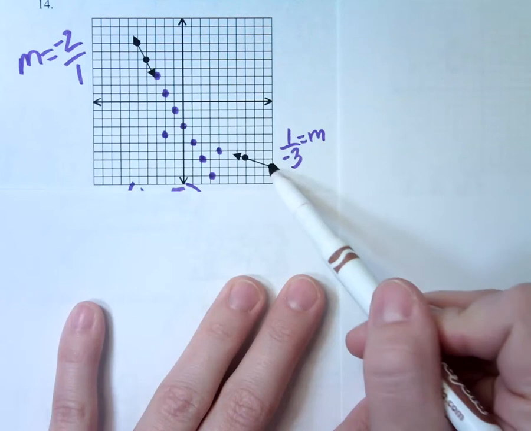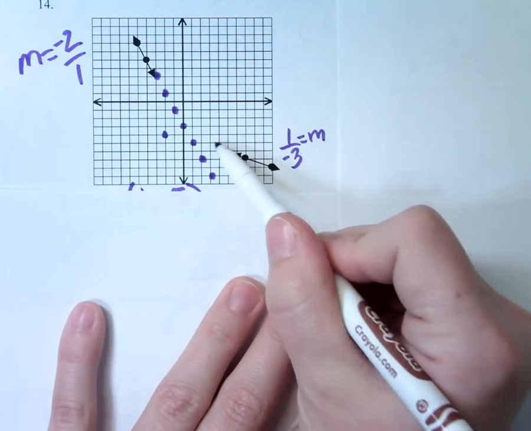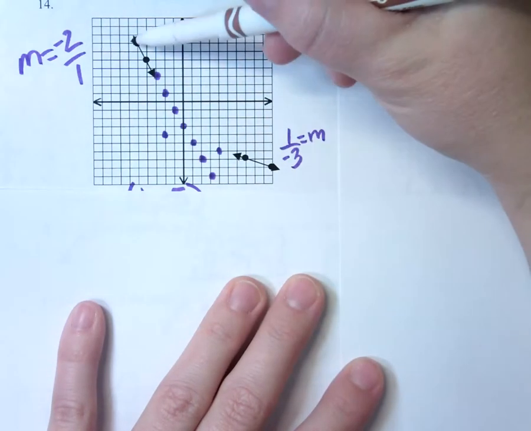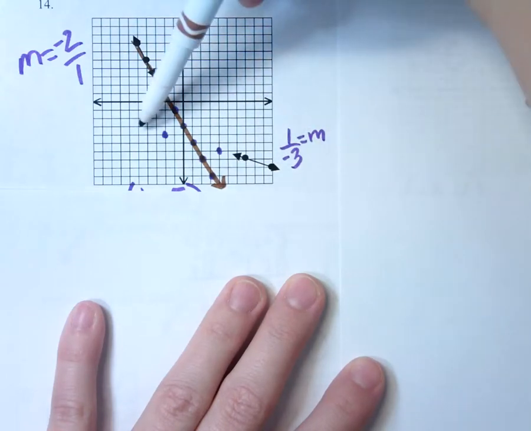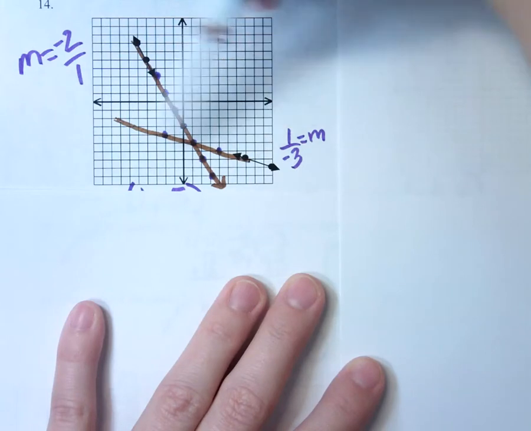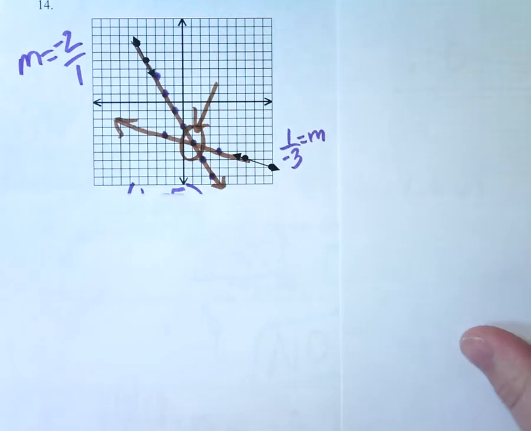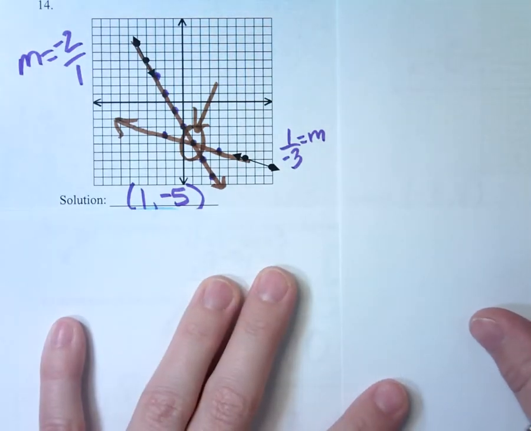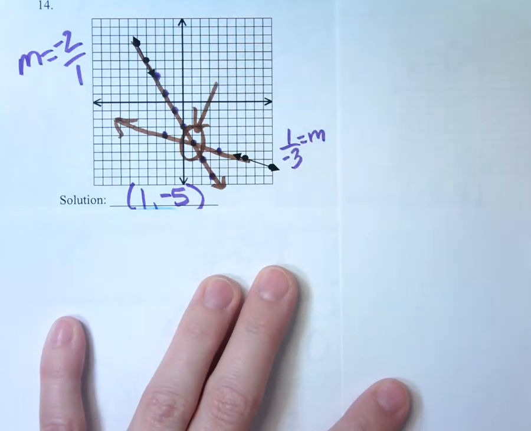This one here, I saw it went up 1, left 3. So I just continued that: up 1, left 3, up 1, left 3, up 1, left 3. And this right here, let me just go ahead and finish drawing these two lines. These two lines intersect right there, and that is the point (1, -5). So this kind of problem is easy. You just have to extend the lines. Just figure out what your slope is and just keep doing it over and over again.